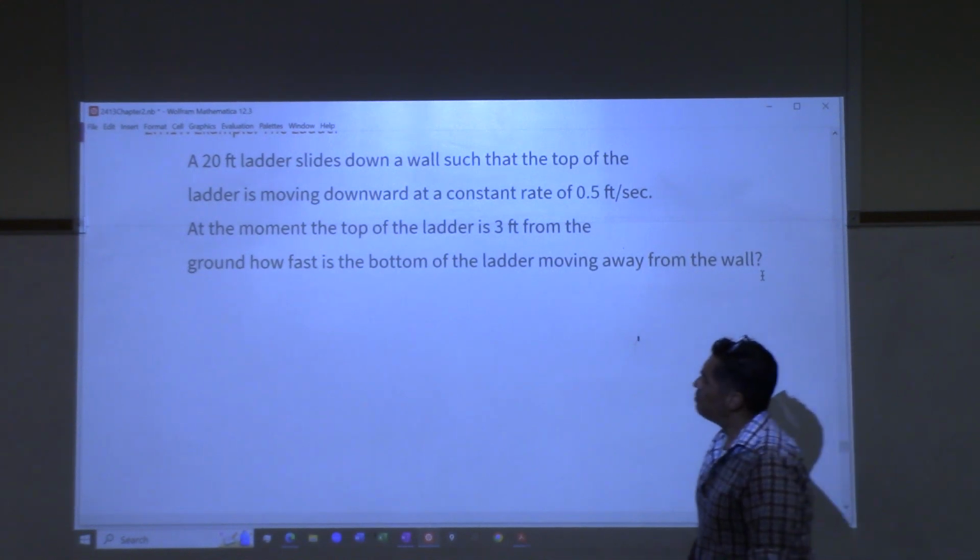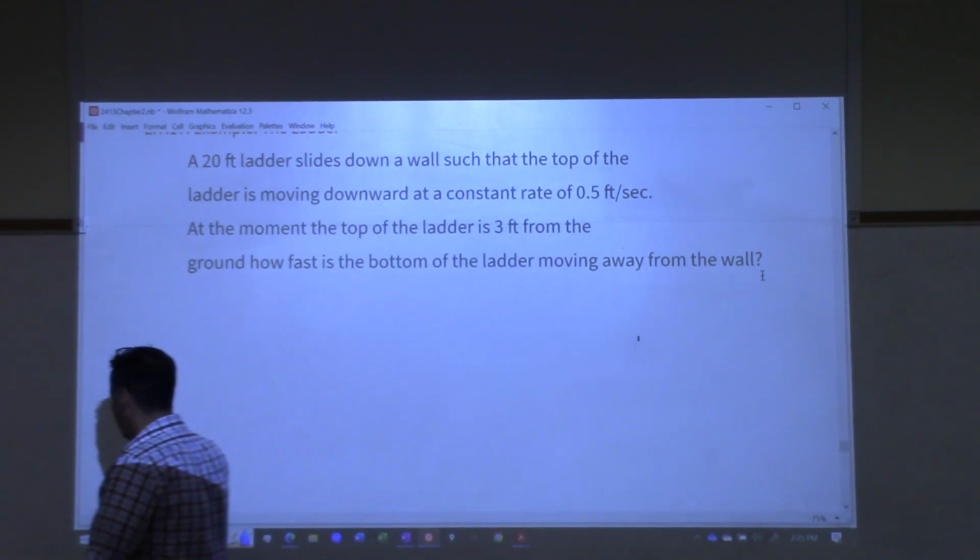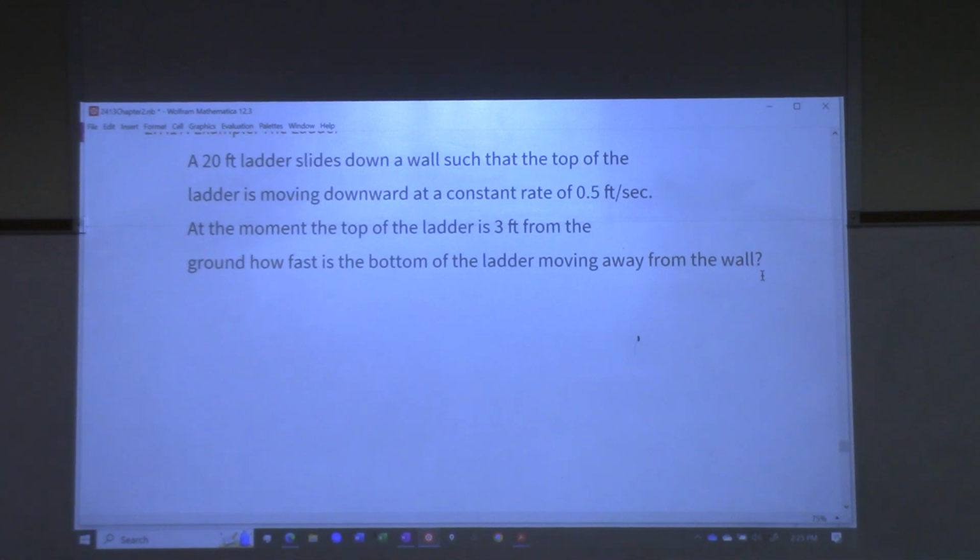So take a look at this problem here. You've got a ladder leaning up against the wall, and the ladder slides down the wall at a constant rate of 0.5 feet per second. And the question is, at the moment the top of the ladder is 3 feet from the ground, how fast is the bottom of the ladder moving away from the wall? So it's like you've got this ladder up against the wall and it does that.